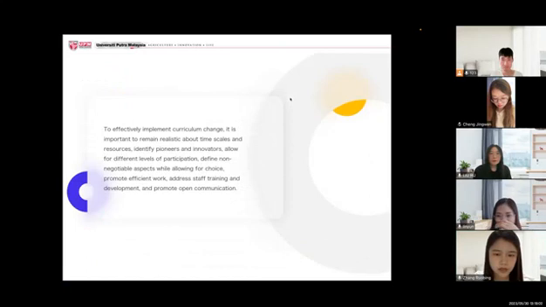To effectively implement curriculum change, it is important to be realistic about time, support, and resources. Identify pioneers and innovators. Allow for different levels of participation, define non-negotiable parts while allowing for choice. Promote teamwork, address staff training and development, and promote open communications. Next one.